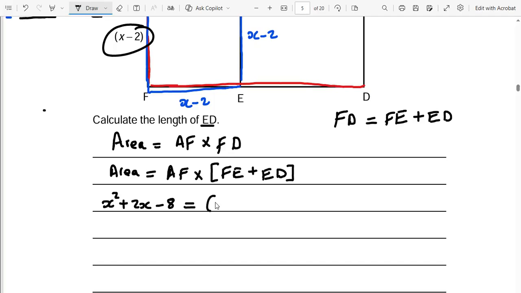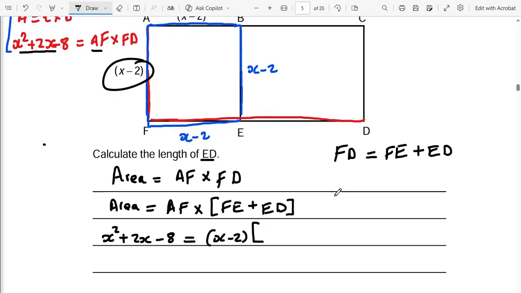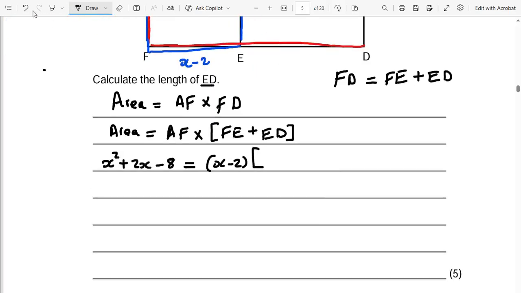So this will be x minus 2, big brackets, FE. Do we know what FE is? Yes, another x minus 2. So I think this will be easy now. x minus 2, and I think it's best if I put the bracket here, just to show that we are adding ED then. What is next? Making ED subject of the formula, ladies and gents.